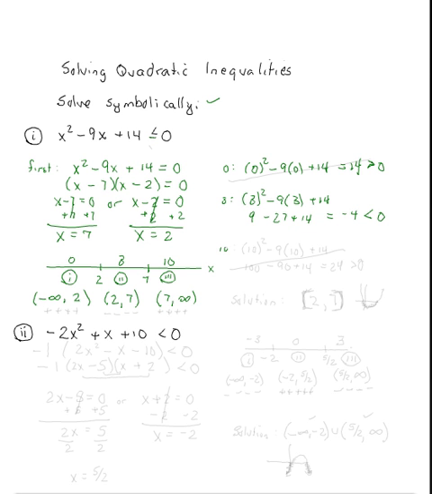Testing that third value in region 3, let's try the number 10. We're going to have 10 squared minus 9 times 10 plus 14, which is 100 minus 90 plus 14. That's going to give me a positive value. Positive 24, it's definitely bigger than 0. So I am not interested in the first region. I'm not interested in the third region. We have our solution. Our solution is all the numbers starting at 2 and going to the number 7.